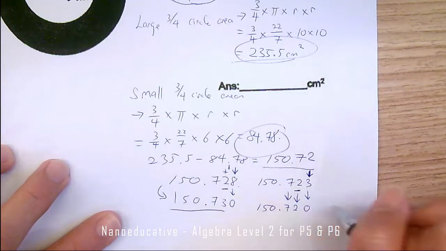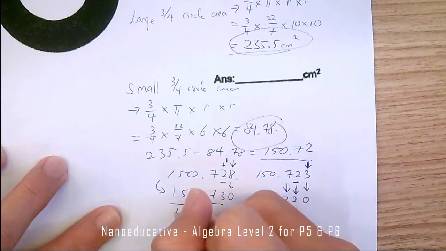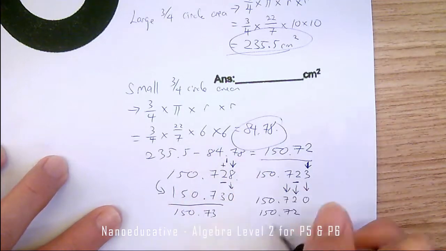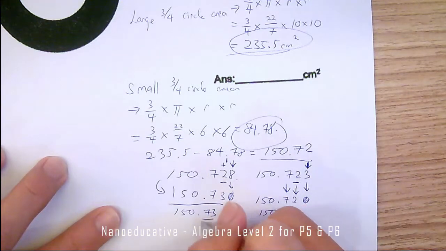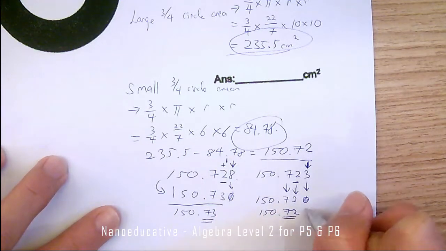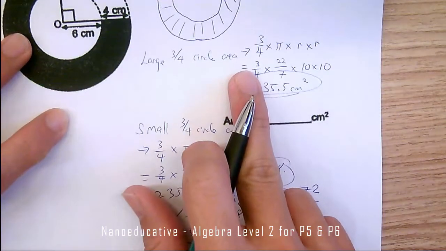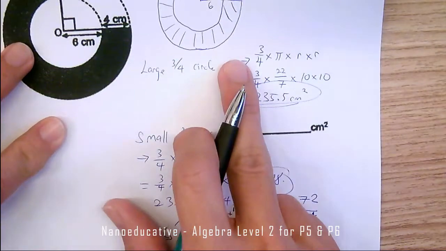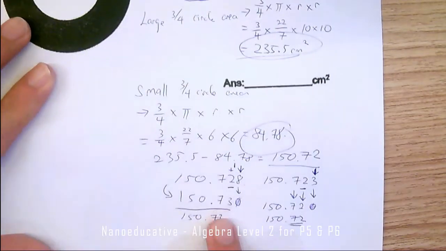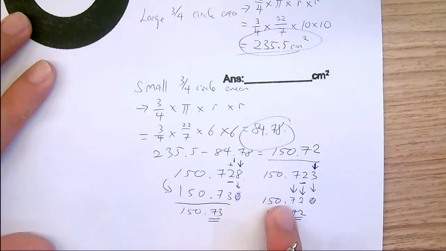So in this case, what are you going to get? You're going to get 150.72, and in the other case, you get 150.73. Remember, the last 0, don't write anymore. Like that, it will be 2 decimal places. If you add a 0, it becomes 3 decimal places. Remember this one. So today you have learned how to find 3/4 circle area. Just put the fraction in front, and you have learned how to correct it to 2 decimal places if it's a decimal. Okay, done.